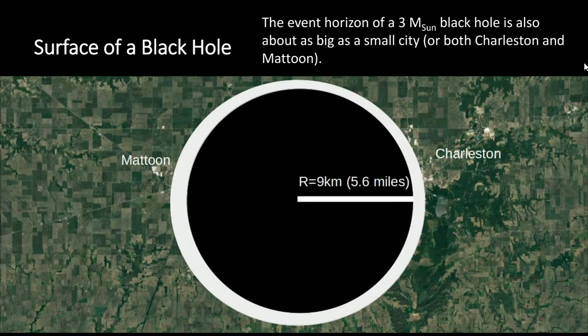Again, this is the radius of the event horizon. Anything outside of this event horizon might not fall into the black hole, but anything that's past the event horizon is stuck in the black hole for potentially the rest of time.